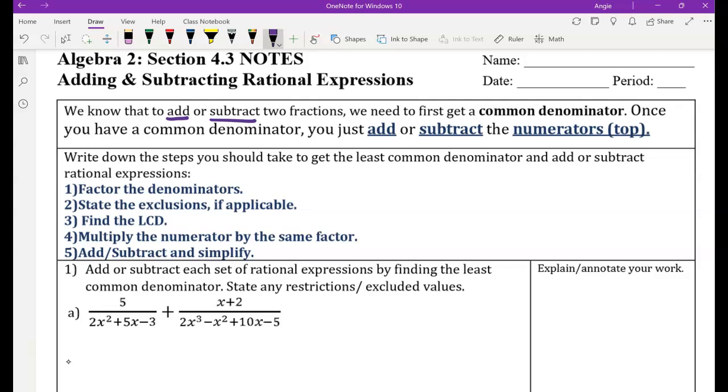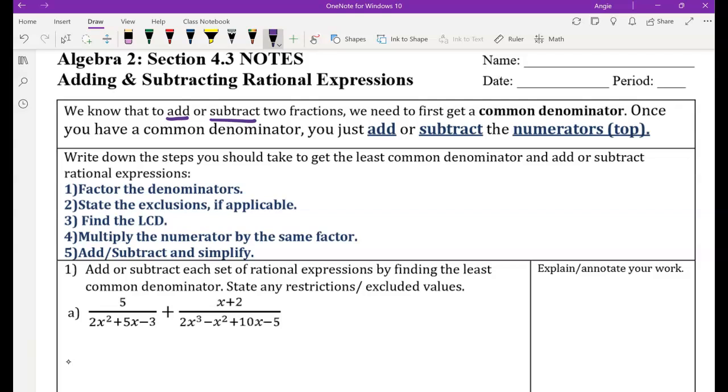Now the next box says write down the steps you should take to get the least common denominator, which we cross out the 4.3 piece, and add or subtract rational expressions. First step, students, we are going to factor out your denominators. Always factor out your denominators.